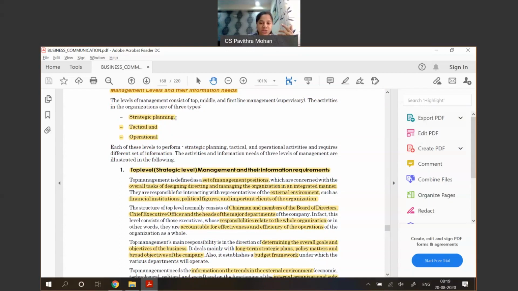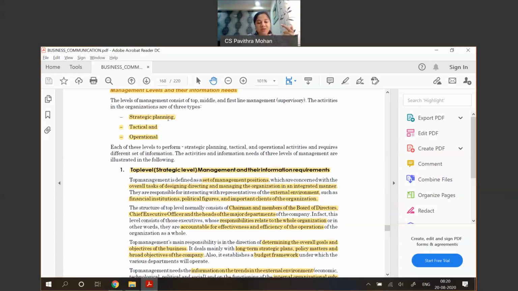So what happens in strategic planning? Top level management has to take certain decisions, like the chairman discussing with the vice presidents, CEOs, CFOs. They are going to understand the operation of the company, how it is performing, what the budgets are, what the political situation and conditions are in a particular country. Based on all this information, decisions will be taken. This is what we call strategic planning.